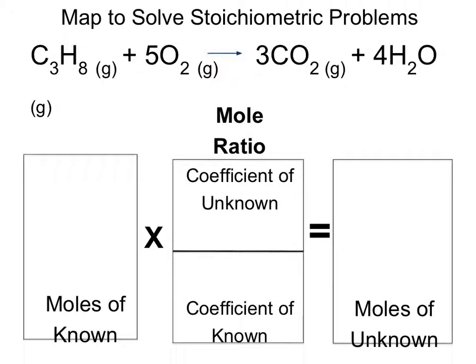So here's how we're going to set up these problems. We're going to start with the moles of the substance that we know, which means the one that the problem gives you. That's where we start. Then we're going to use one of those mole ratios that we were just talking about. The top value, the numerator, is the coefficient of the substance we're trying to find, the one that the question is asking you for. And then the coefficient of the given substance, the known substance, goes on the bottom. We multiply the moles of known times the mole ratio, and that gives us the moles of unknown.